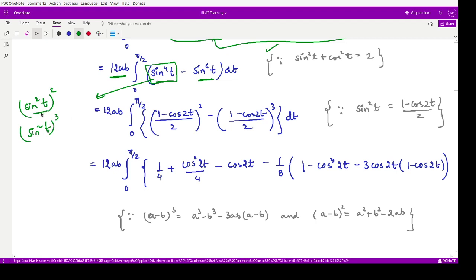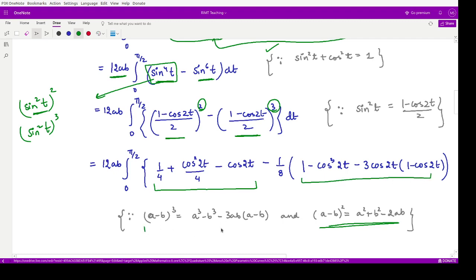So now we can use this formula of sine square t. What is sine square t in double angles? It is 1 minus cos 2t divided by 2. So I have just substituted these values here. Then I can open up this square and this cube values. When you open up the square, you have these quantities, using this formula, which you all might know, and when you open up this cube, you will have this quantity. So this is obtained using this particular formula.